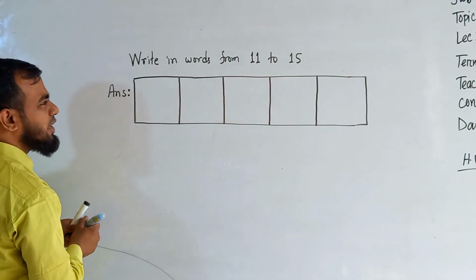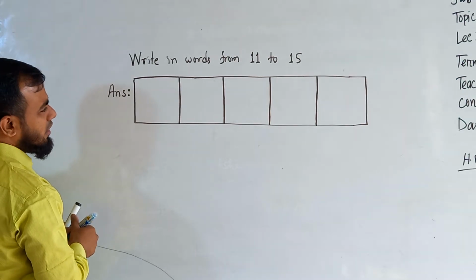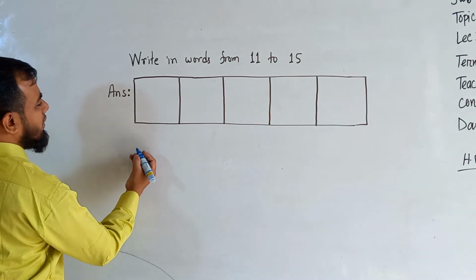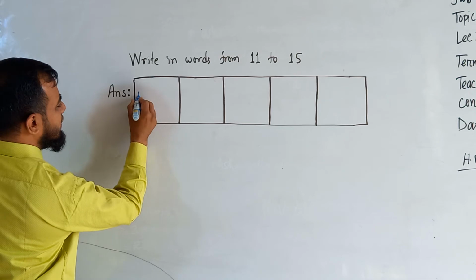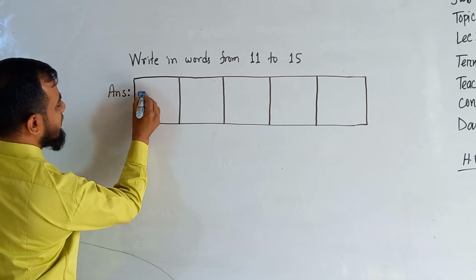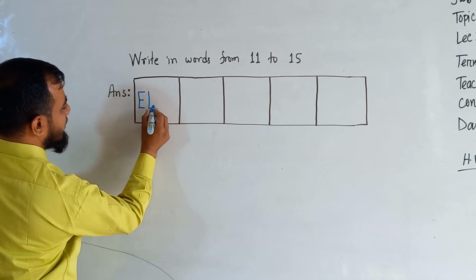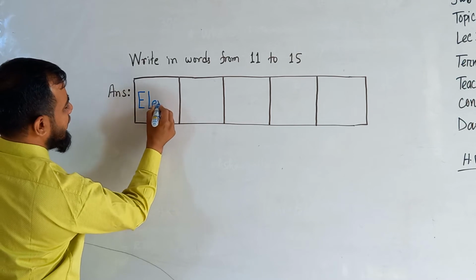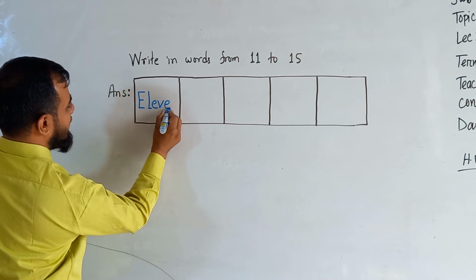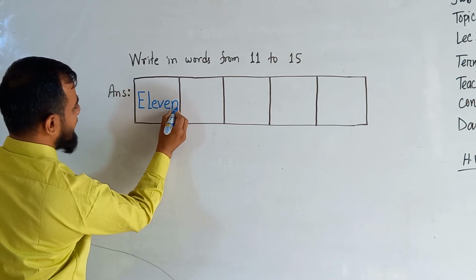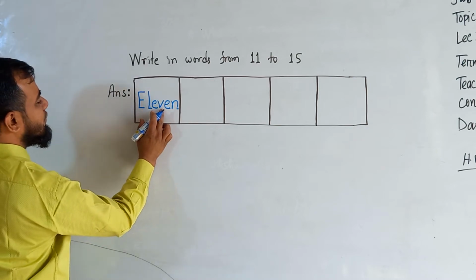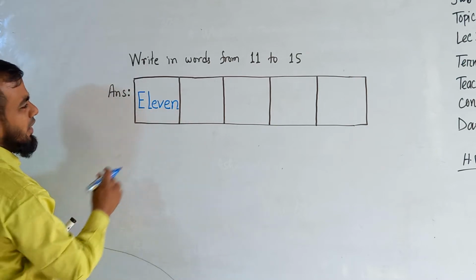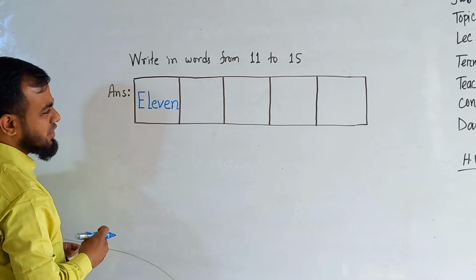So what is the spelling of 11? It's E-L-E-V-E-N, 11. I repeat, it's E-L-E-V-E-N, 11. After 11, the number that comes is 12.